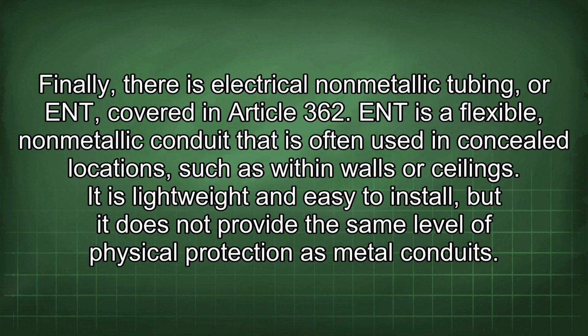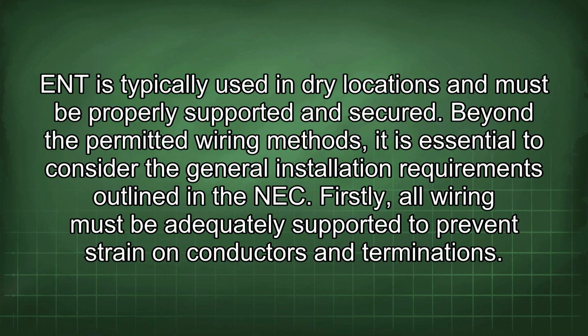Finally, there is electrical non-metallic tubing, or ENT, covered in Article 362. ENT is a flexible, non-metallic conduit that is often used in concealed locations such as within walls or ceilings. It is lightweight and easy to install, but it does not provide the same level of physical protection as metal conduits. ENT is typically used in dry locations and must be properly supported and secured.